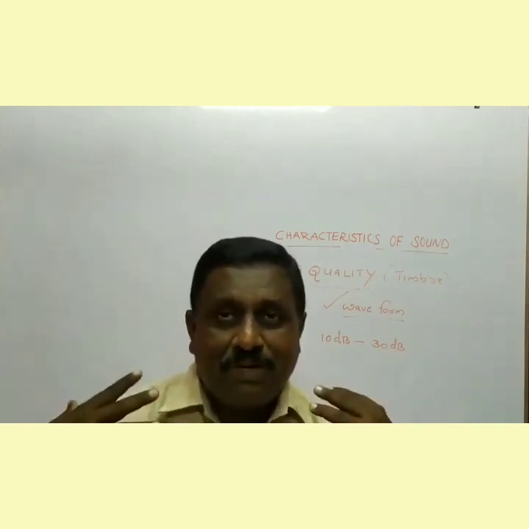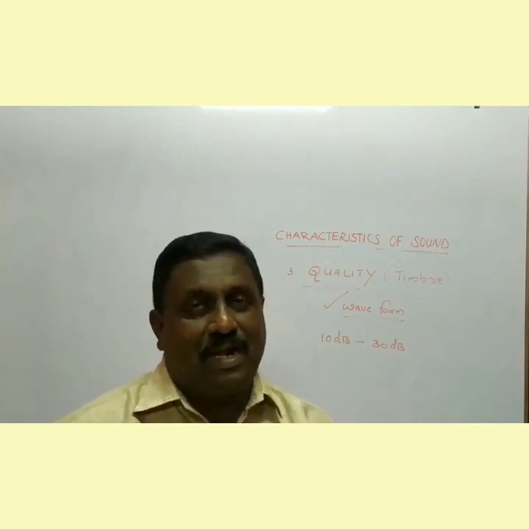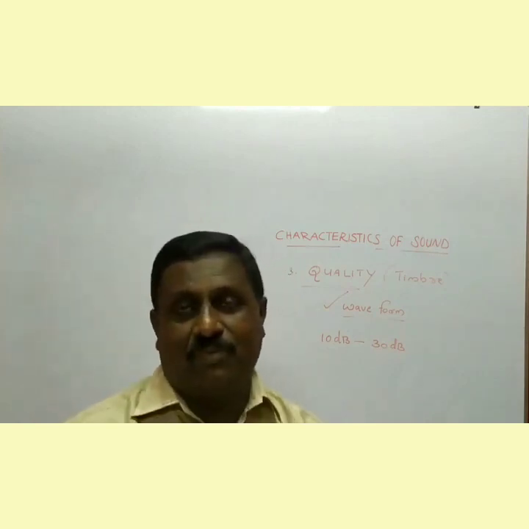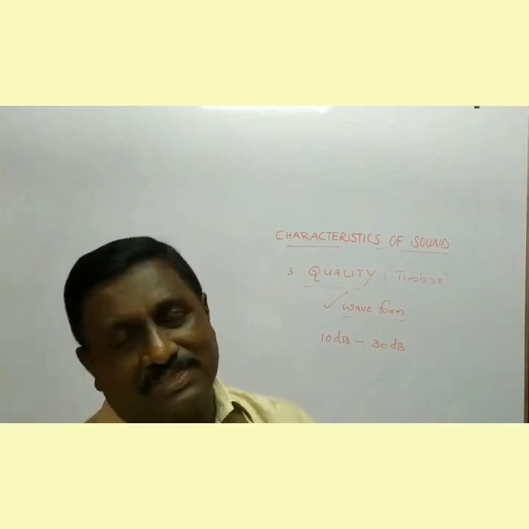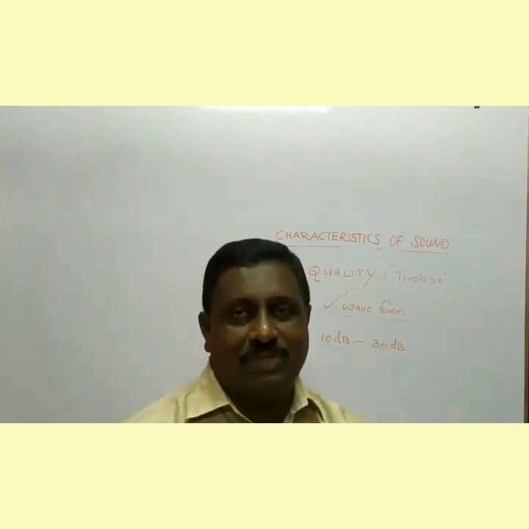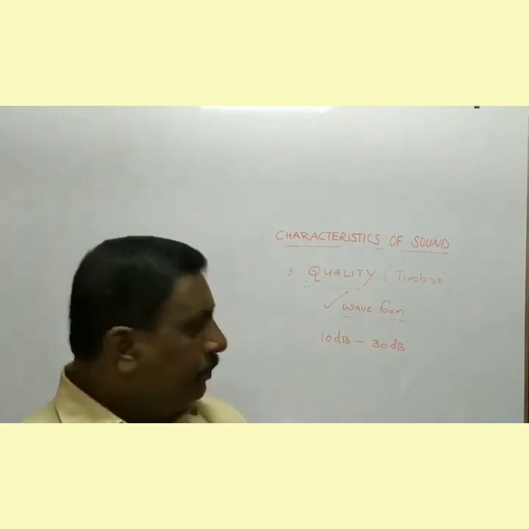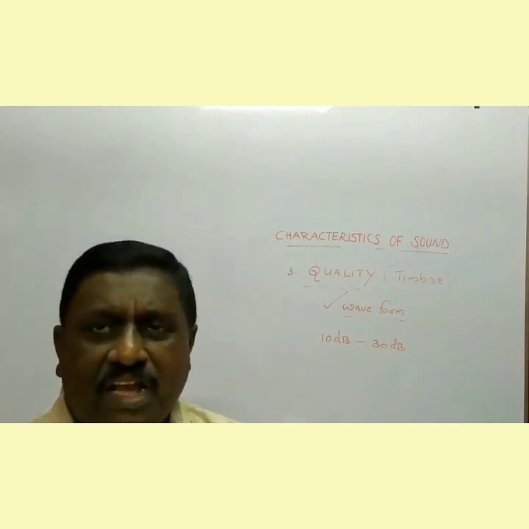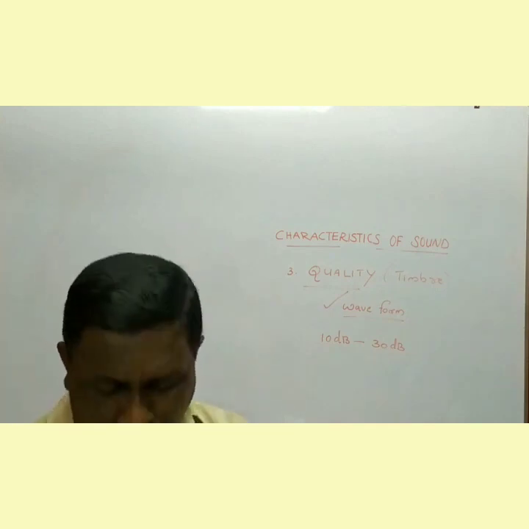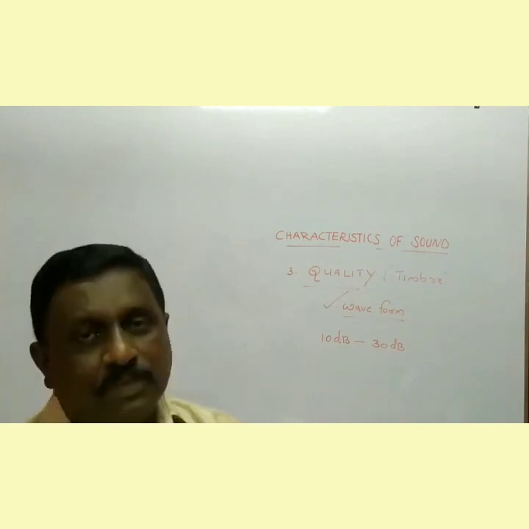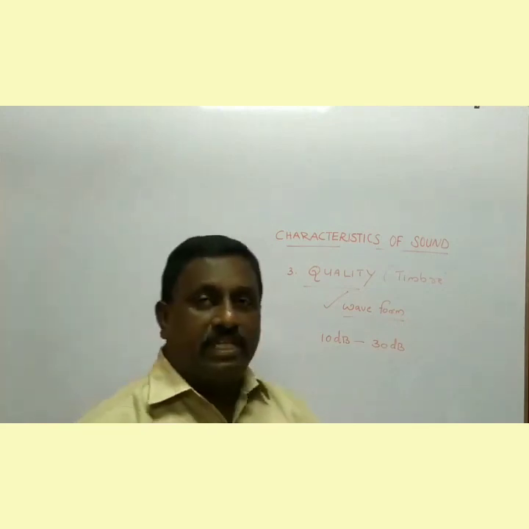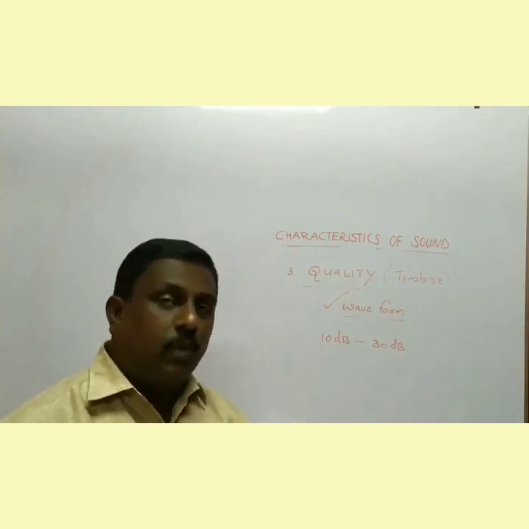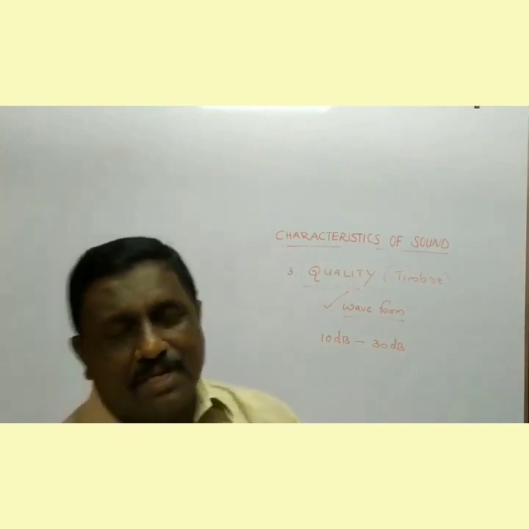Music is pleasant to hear, and noise is not pleasant. In the case of music, the waveform is regular, and in the case of noise, it is an irregular waveform. The musical sound level lies in between 10 decibel to 30 decibel, and if the continuous sound level is above 20 decibel, then that is noise. That means you have to remember, in the case of music the sound level is low, but in the case of noise the sound level is high. Okay, it is very, very important.